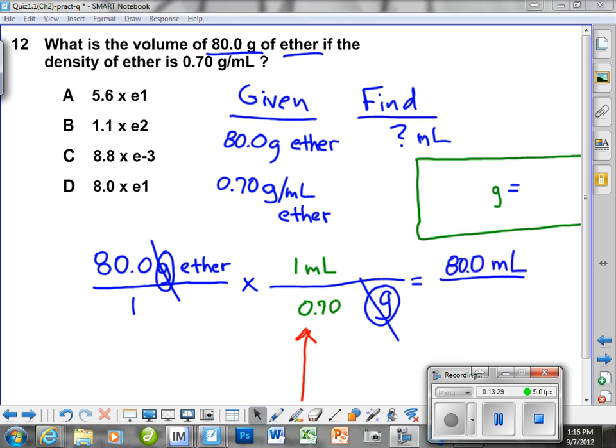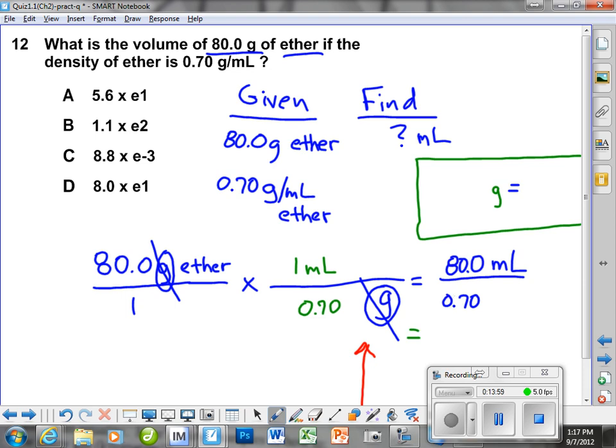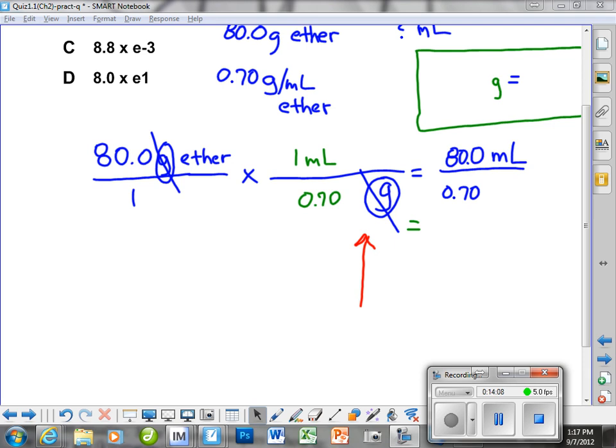Since there's only one number besides the mils, the 80.0, we just multiply across the top and we get 80.0. On the bottom, we multiply across the bottom and we get the 0.70. And the bottom has no unit of measure because, as you can see, the grams here and the grams here have been canceled out. And now my final number, I guess this may not be my final number, but we're going to divide the 80 by 0.70.